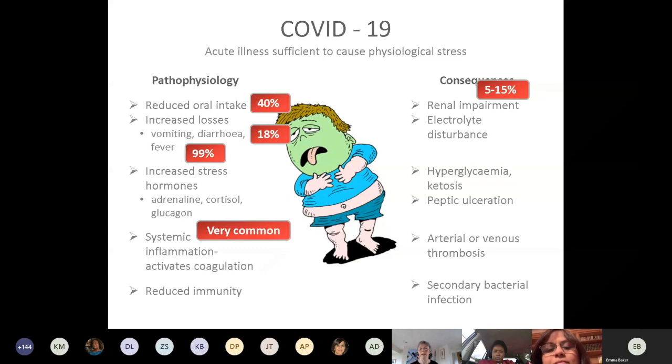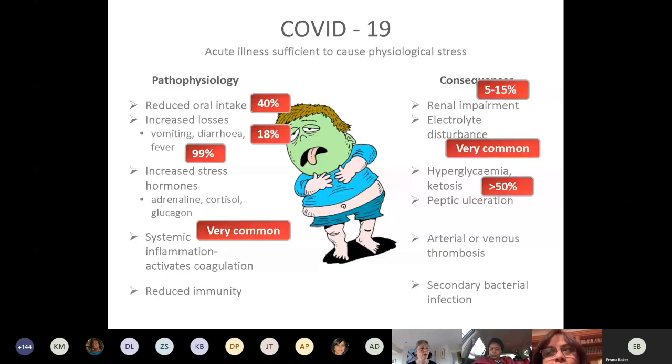5% of people coming into hospital with normal kidneys have acute kidney injury, and 15% of those with prior chronic kidney disease. Electrolyte disturbance, both up and down, is very common, and COVID patients are very, very dehydrated, probably because of the high fever. Over 50% in hospital have hyperglycemia. Admittedly, these are hospital series, so they're probably less extensive in the community. And arterial venous thrombosis and secondary bacterial infection are important features.